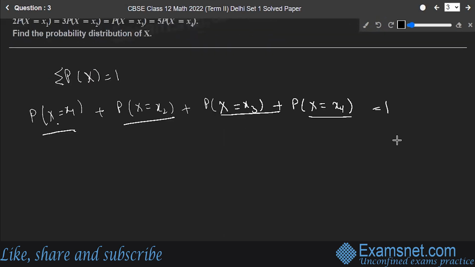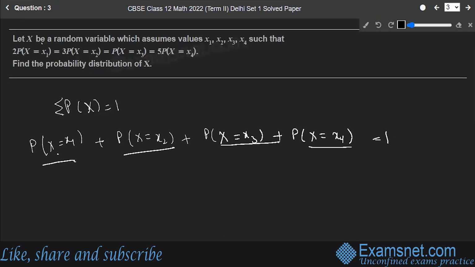Correct? Now you are given that the probability X equals x1 times 2 is equal to 3 times this, is equal to 1 times this, is equal to 5 times this. Let's write that clearly once. So twice the probability X equals x1 is thrice the probability X equals x2. Now what will I do? I'll take everything in terms of x3, because this is 1. I'll take everything in terms of x3.